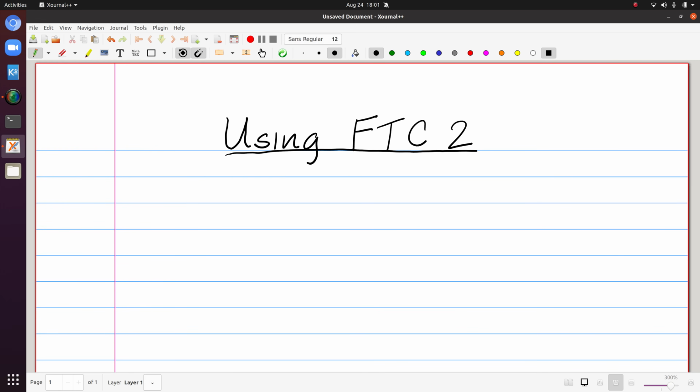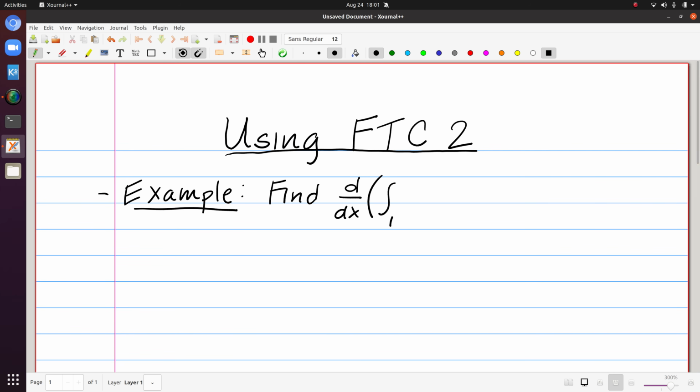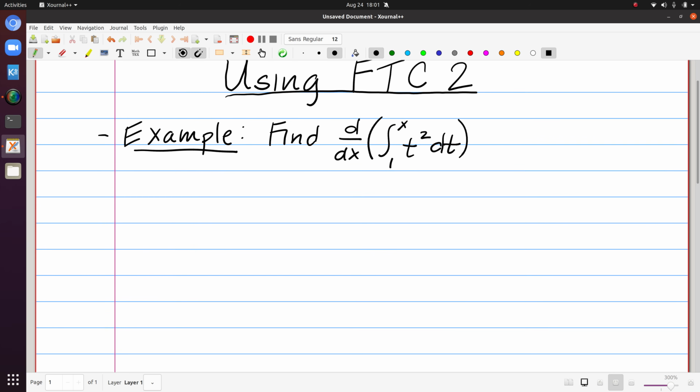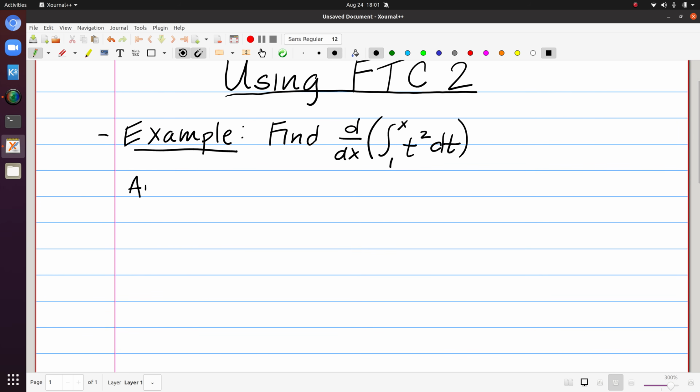Now that we've seen the proof of FTC2, I want to go through some examples where we'll actually see it in use. So to start with, suppose that we're asked to find the derivative with respect to x of the integral from 1 to x of t squared. I want to go through two different ways we could do this.